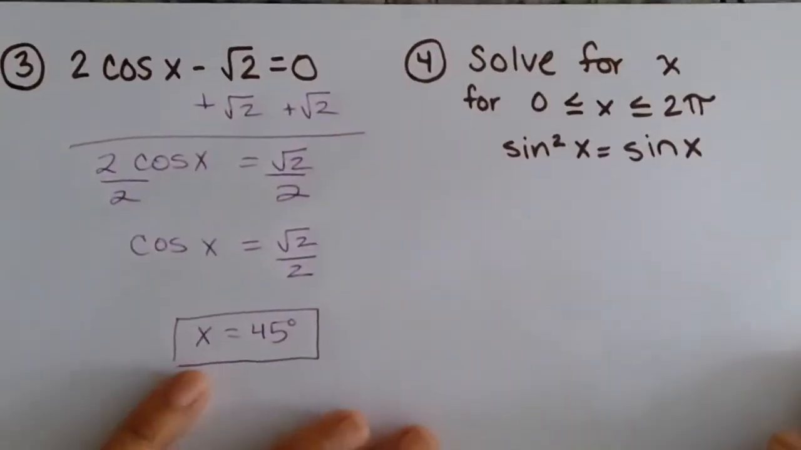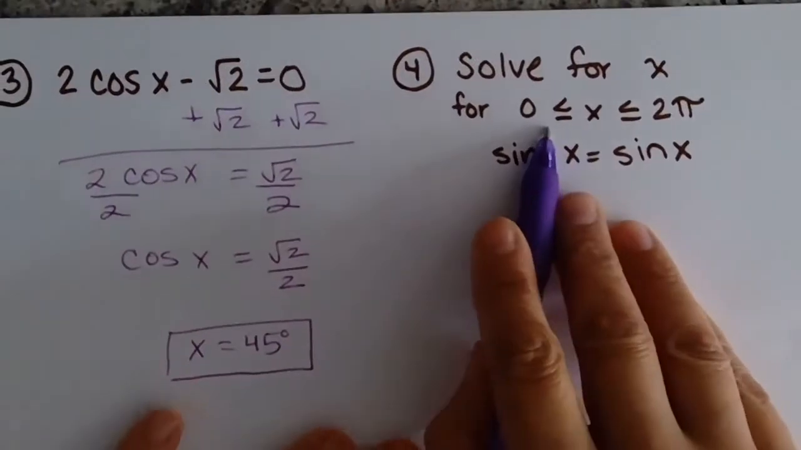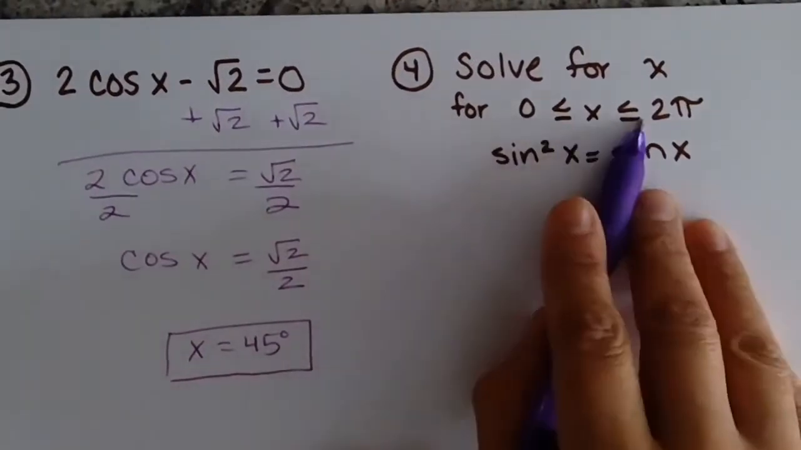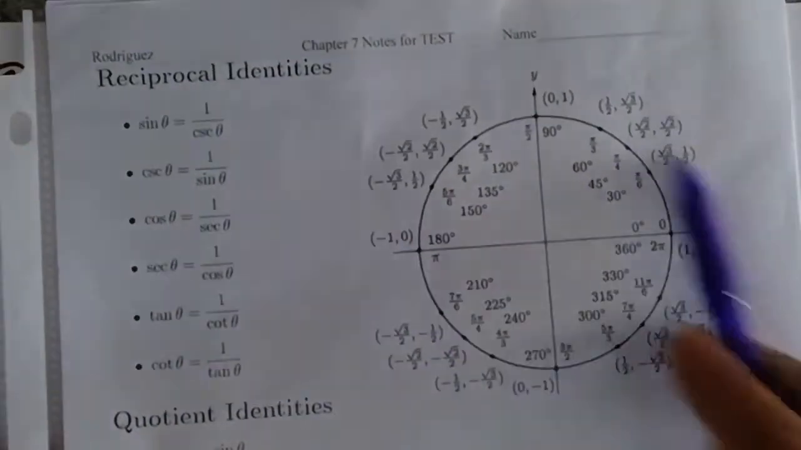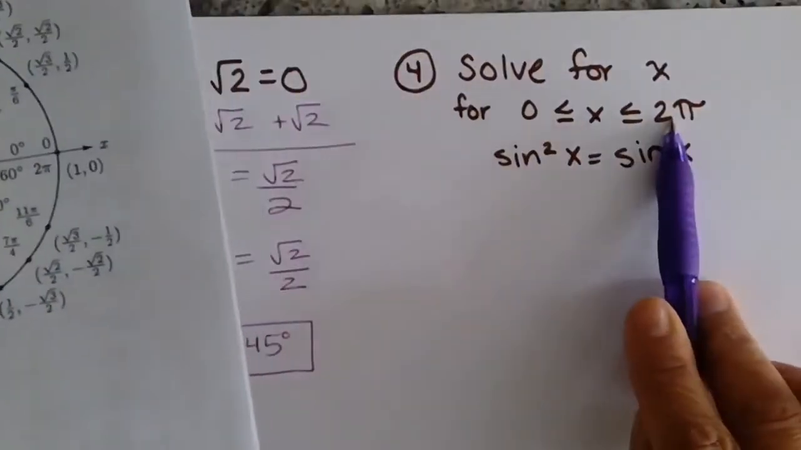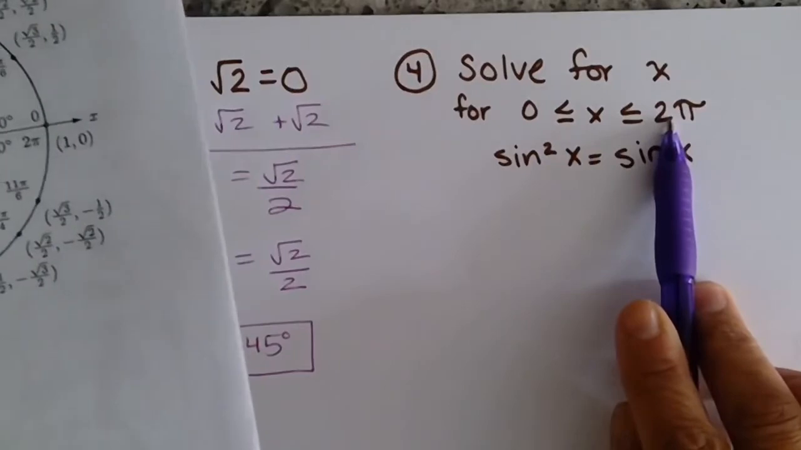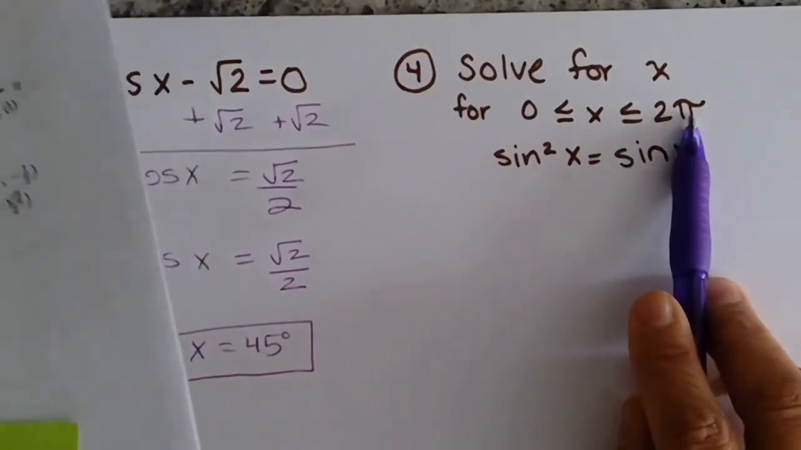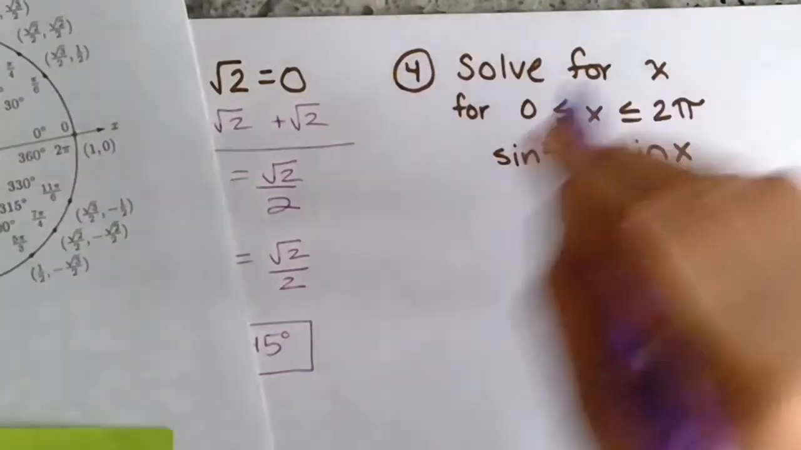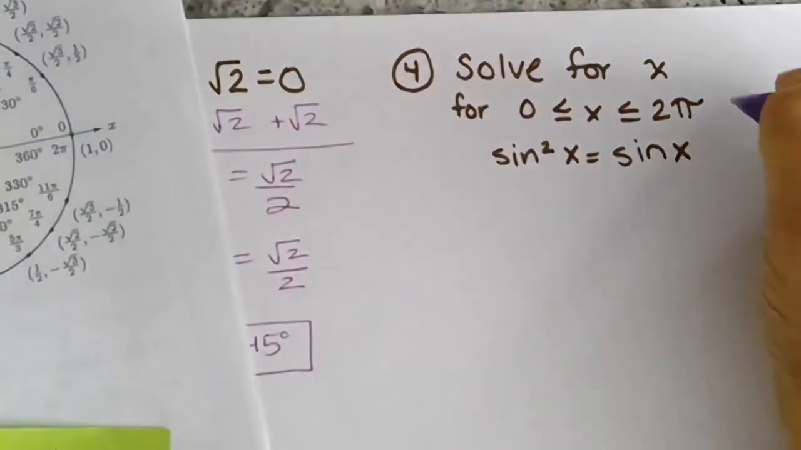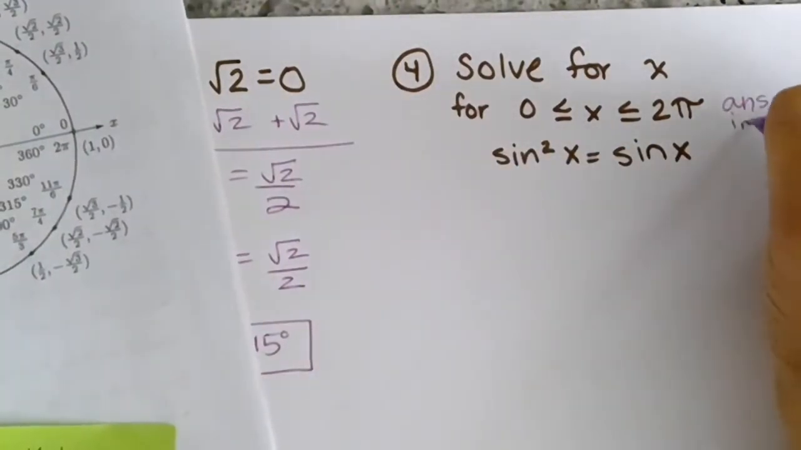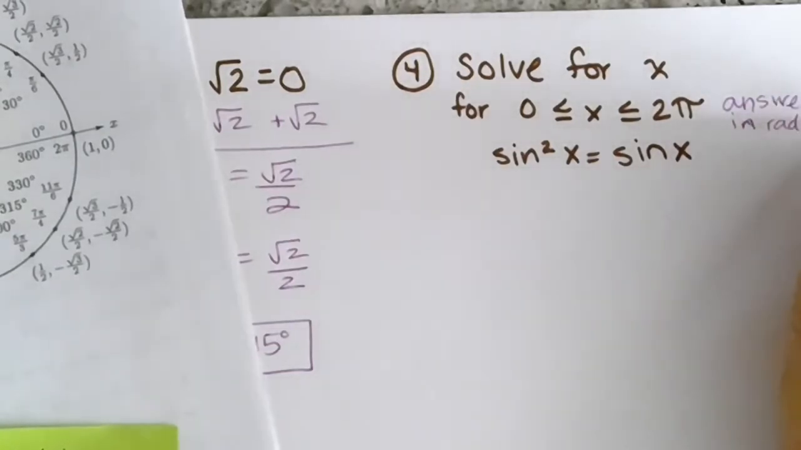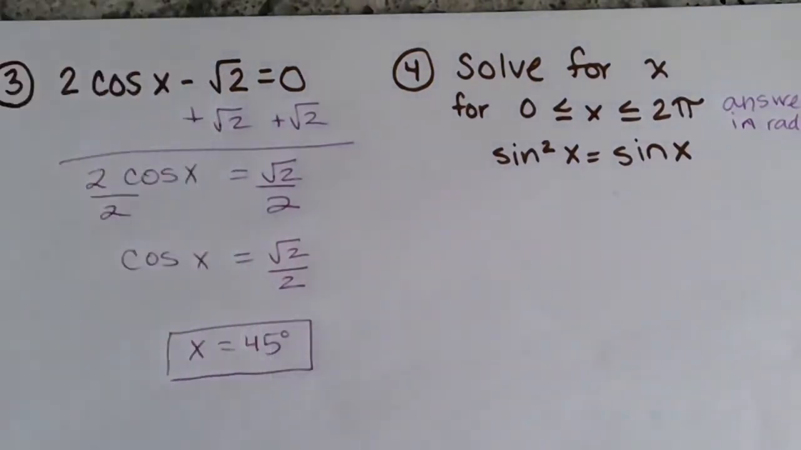For this one, it says solve for x for x is between 0 and 2 pi. So that means give me all the answers on the unit circle and don't give me the answer in degrees. Give me the answer in radians. If they wanted degrees, they would have said 0 to 360. So your answer has to be in radians. All right, and here's your equation. So this one's a little bit harder.